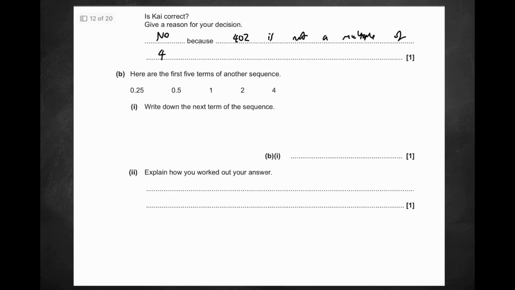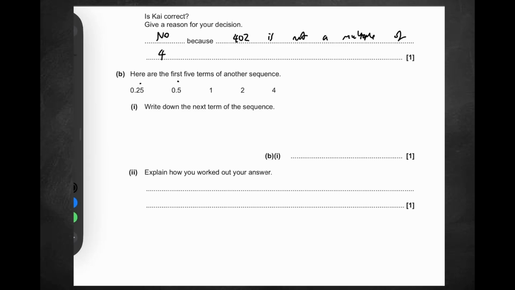Part B, here are the first 5 terms of another sequence. Write down the next term. Well, we can see here that this to this, we're doubling. This to this, we're doubling. This to this, we're doubling. This to this, we're doubling. So to write down the next term, we just need to double 4, which is going to be 8.